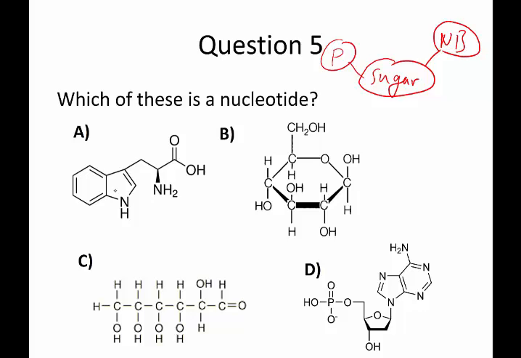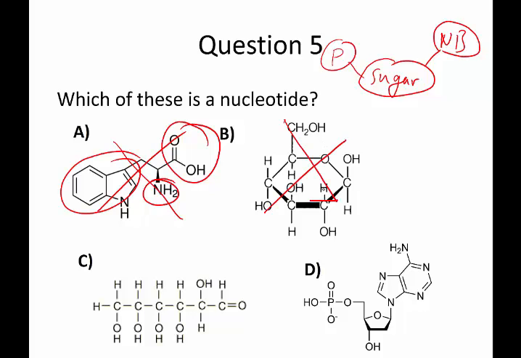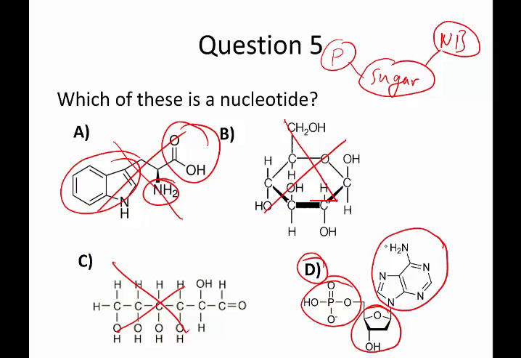So essentially, nucleotides have three major parts. So A, if you look at that, that's actually an amino acid. So we have that amino group, and we have the carboxyl group, and the R group. B is a sugar, so it's not the correct answer. And C is also a sugar, just in its linear form, so not in the characteristic ring form. So that leaves us with D being the correct answer. Again, we have the phosphate group, the sugar, and the nitrogenous base right here. So D is the correct answer here.